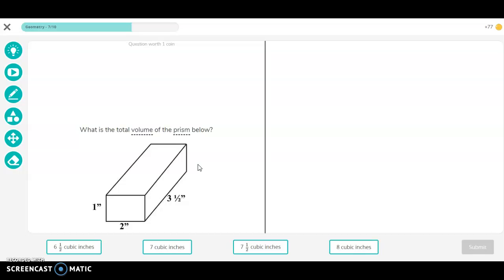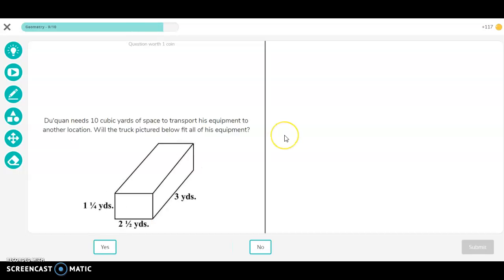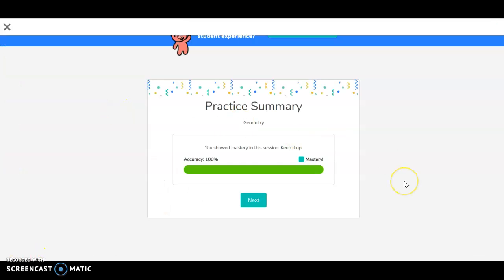Same thing as before, length times width times height. Very similar to the truck problem earlier, this needs to fit 10 cubic yards of equipment. This truck has to be more than 10 cubic yards. If it's less than that, it will not work. Alright, that's the end of that lesson.